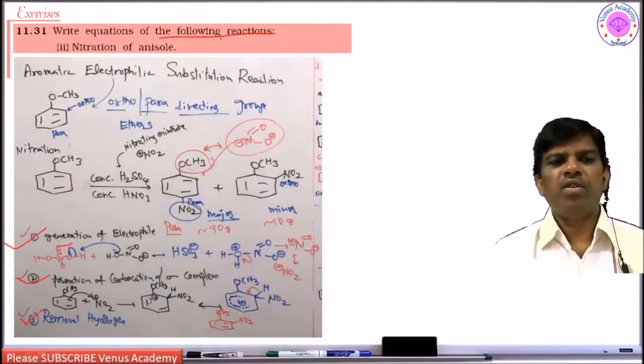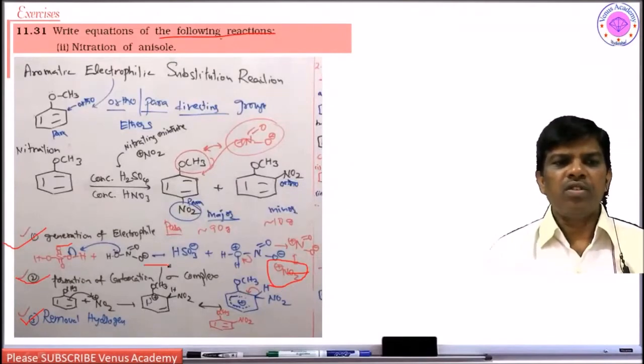Dear students, you may be confused about how to generate the nitronium ion. The nitronium ion, NO2 plus, is the electrophile. It forms by losing an H2O molecule from HNO3. In this case, sulfuric acid is going to act as acid and HNO3 is going to act as base to form the electrophile NO2 plus. This NO2 plus will undergo nitration with anisole, right? So this is the way.